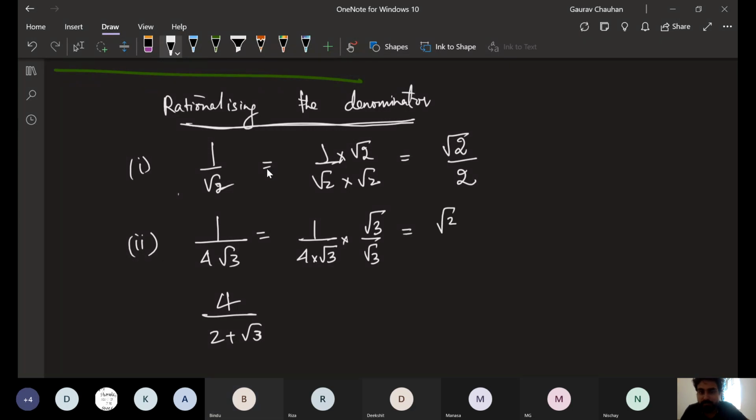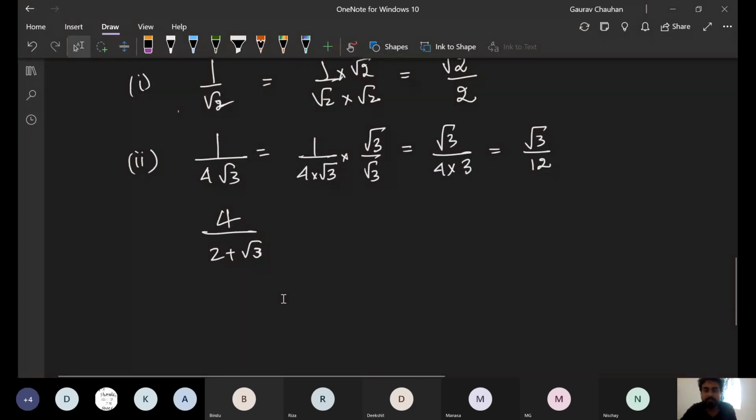Very good, Bindu. So it becomes root 3 by 4 into root 3 into root 3. What is root 3 into root 3, Bindu? 3, sir. That's equal to root 3 by 12. We all good here? So far? Any questions so far?